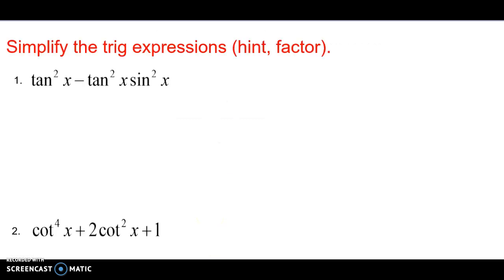Next example. All right, so we have a couple more examples here, and it says simplify the trig expression, and the hint is to factor. So let's have you guys try this one on your own. I think you might have some ideas here. Okay, then unpause me, try 1 and 2, and then we'll check our work for both of them. All right, go ahead, put me on pause.